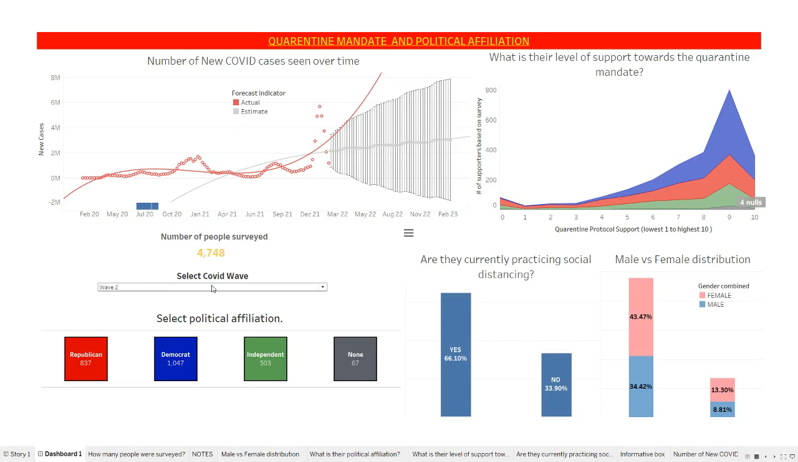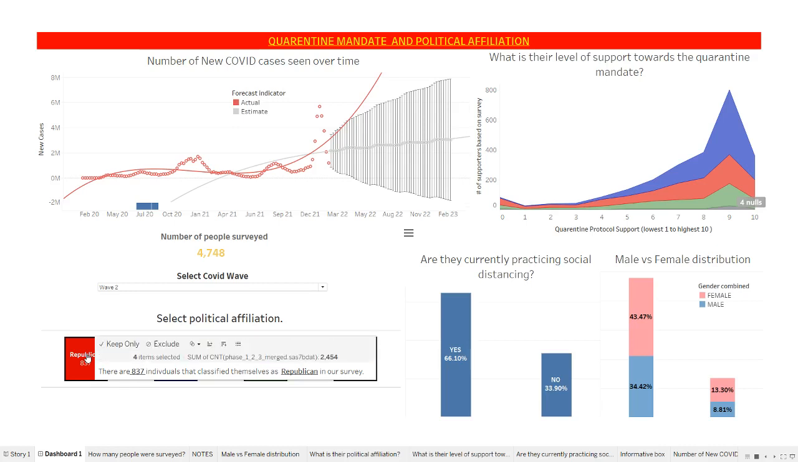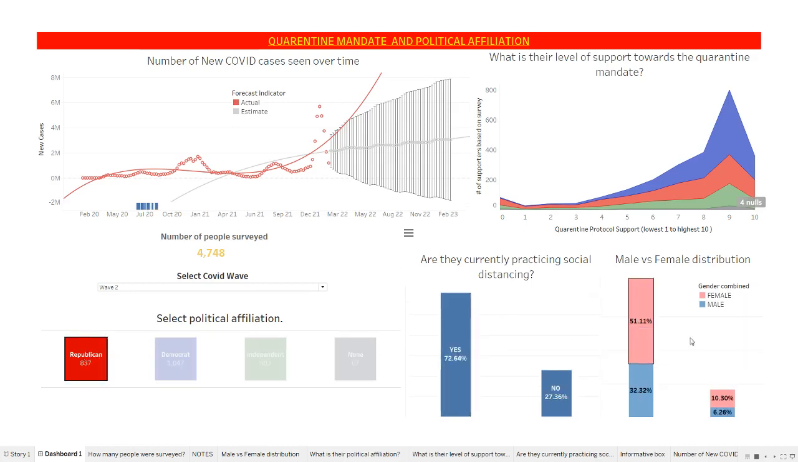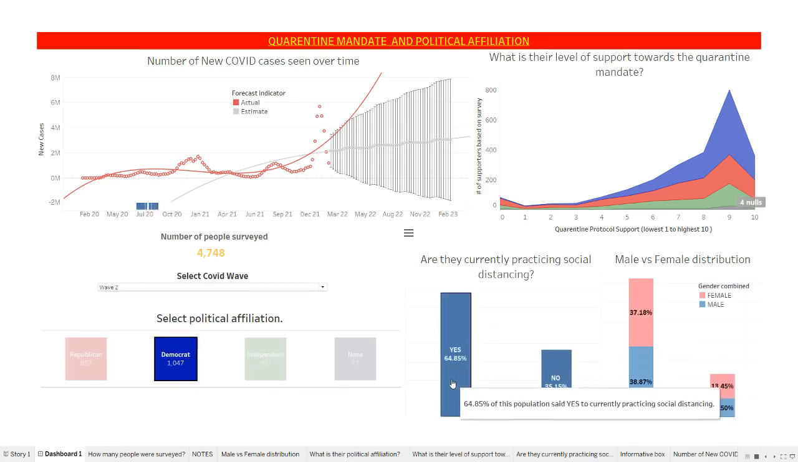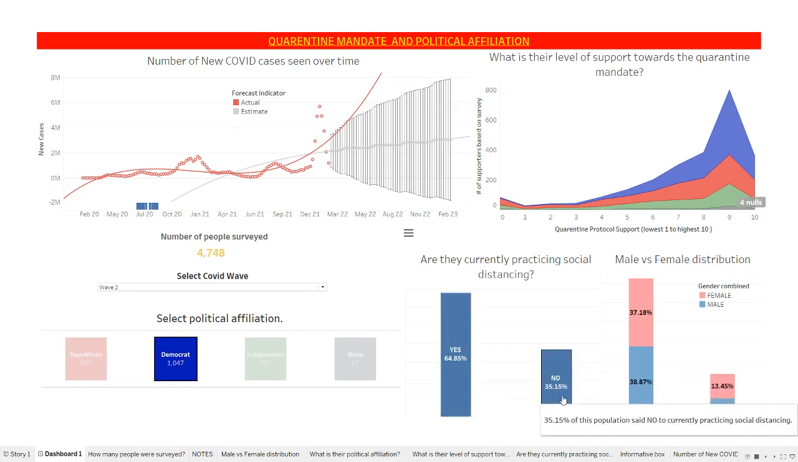And another thing I did in Tableau was, if I click Republican, then it changes these two graphs right here. Now, among Republicans, 72% said they were quarantining, and 27% said they were not quarantining. And when we looked at Democrats, 64% were actually practicing social distancing, while 35% were not. But this was wave two.